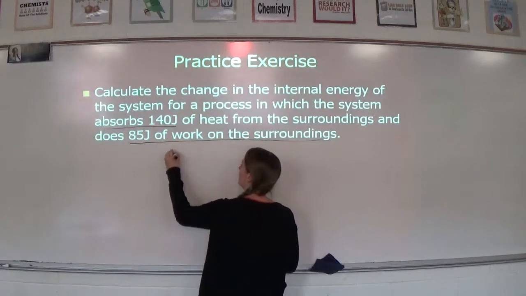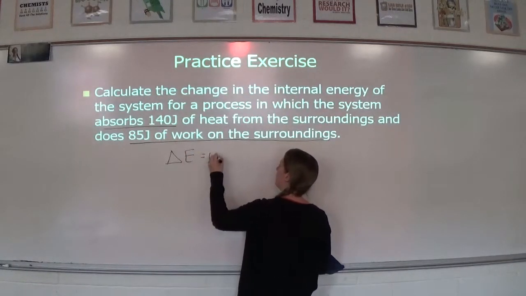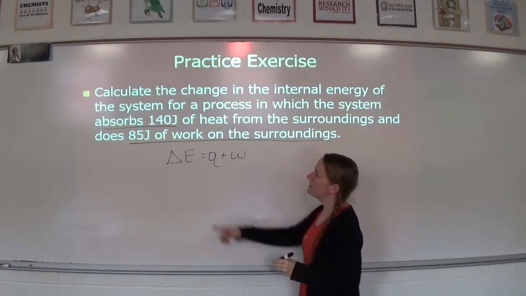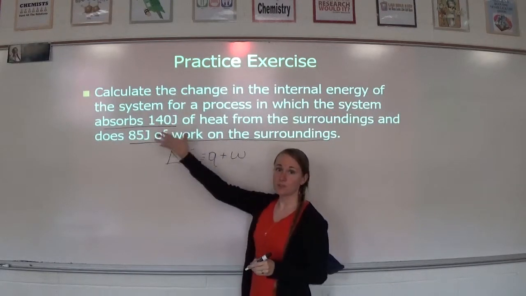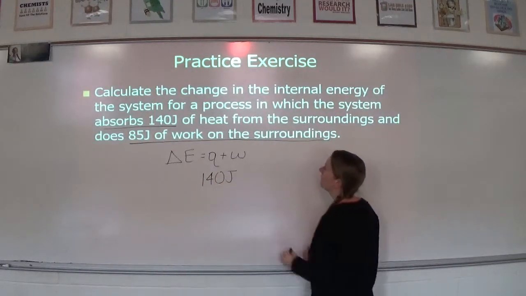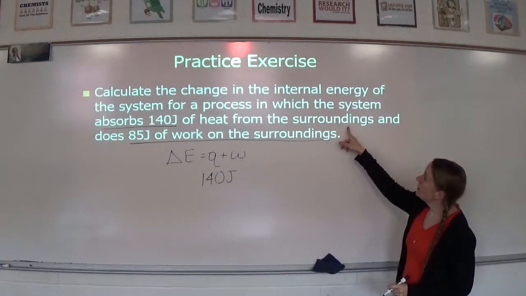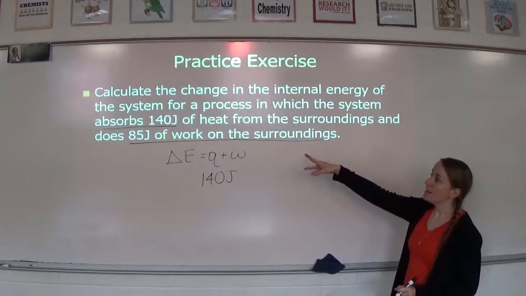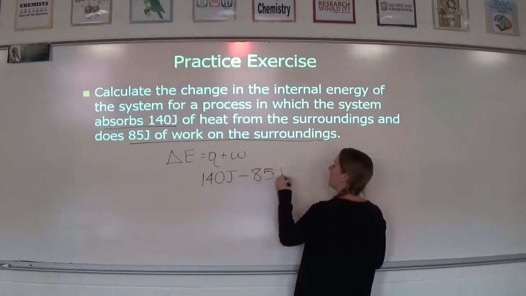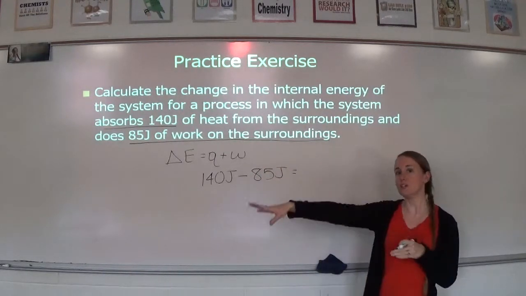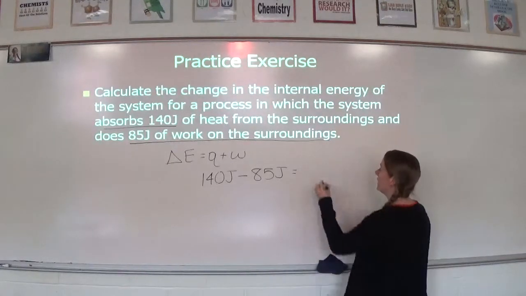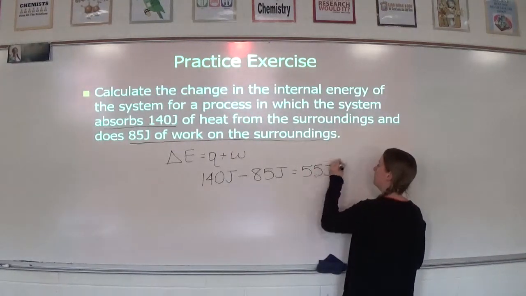Okay, so remember, our delta E equals our work plus our heat, or our heat plus our work. So since it's absorbing 140 joules, that means that's coming into the system. I'm going to keep my heat as positive. And then here, though, it says, and does 85 joules of work on the surroundings. That means I'm going to do a negative 85 joules because that work is going to the surroundings, not going to the system. All right, and so once I solve, I got 55 joules.